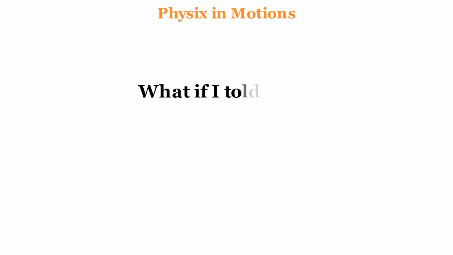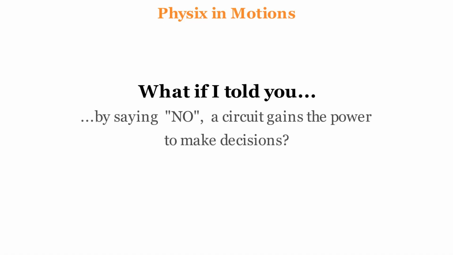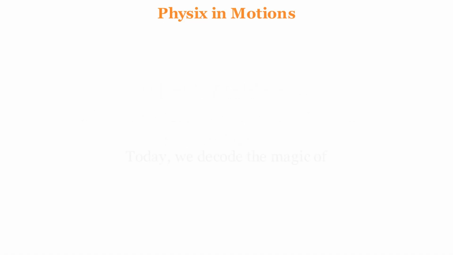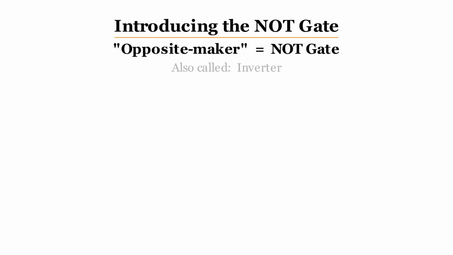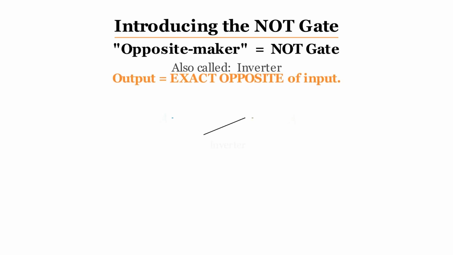What if I told you that by simply learning how to say no, a circuit gains the power to make decisions? Welcome to Physics in Motions. Today we are decoding the magic of logical inversion. In digital electronics, this opposite maker is called a NOT gate. You'll often hear engineers call it an inverter. Why? Because its entire purpose in life is to invert the signal you give it.